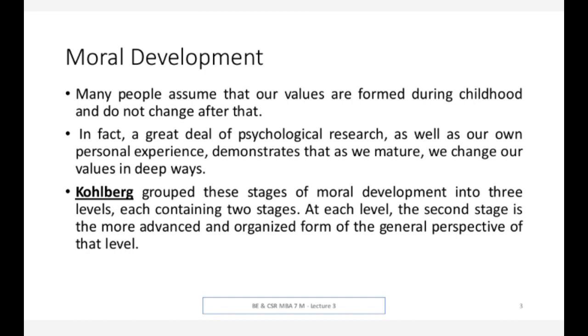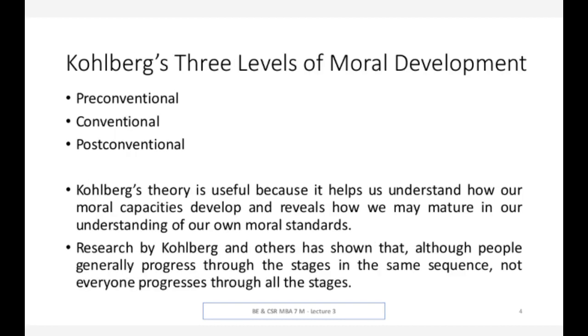Kohlberg grouped these stages of moral development into 3 levels, each containing 2 stages. At each level, the second stage is the more advanced and organized form of the general perspective of that level. Kohlberg's 3 levels of moral development: pre-conventional, conventional, post-conventional.